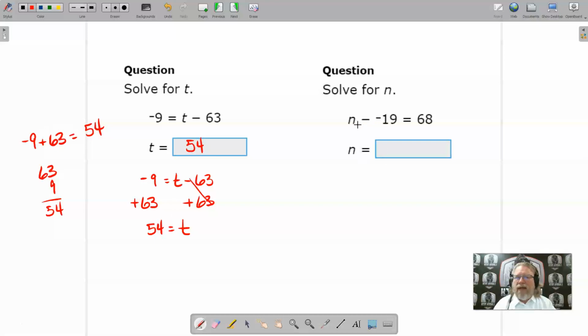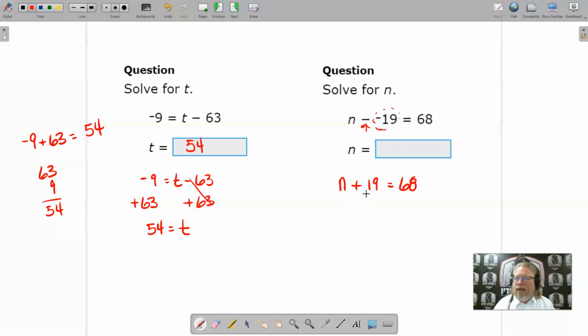On the next one, we have n minus negative 19 equals 68. Well, if you know anything about me, I do not like minus a minus, so I'm going to change the sign here to addition. Take the opposite of the following number, which is negative 19, so the opposite is positive 19, and bring down our 68.